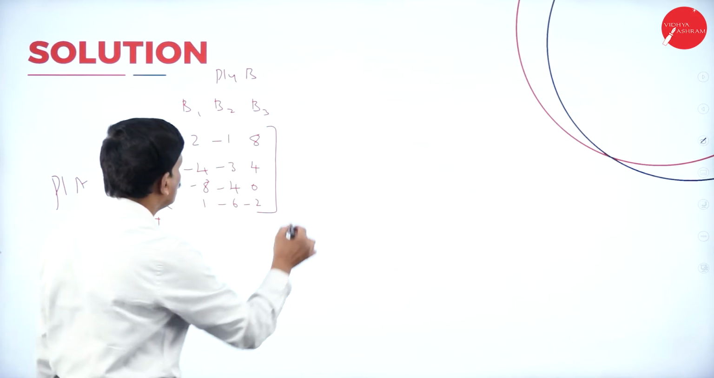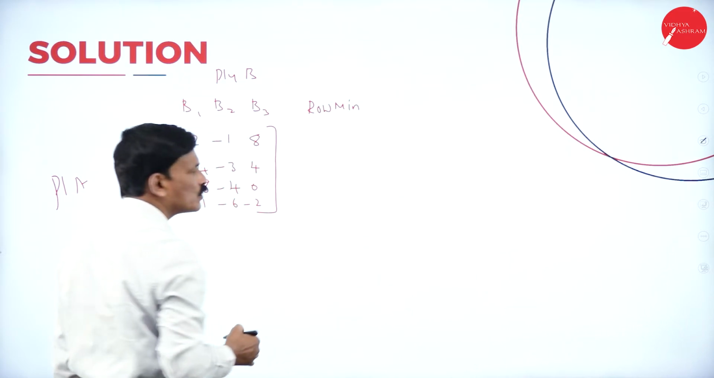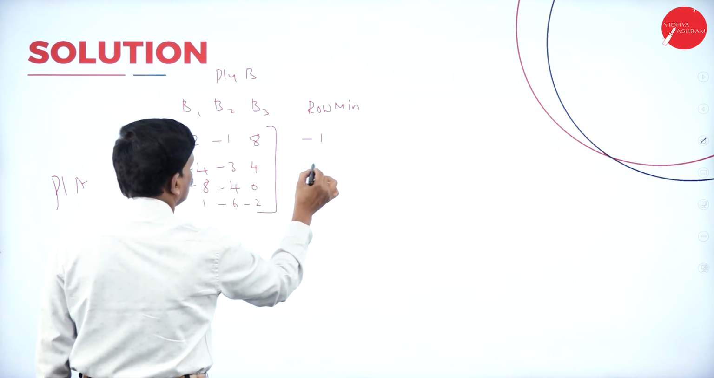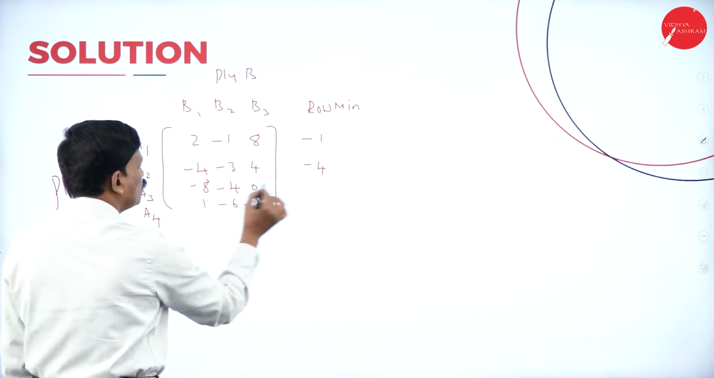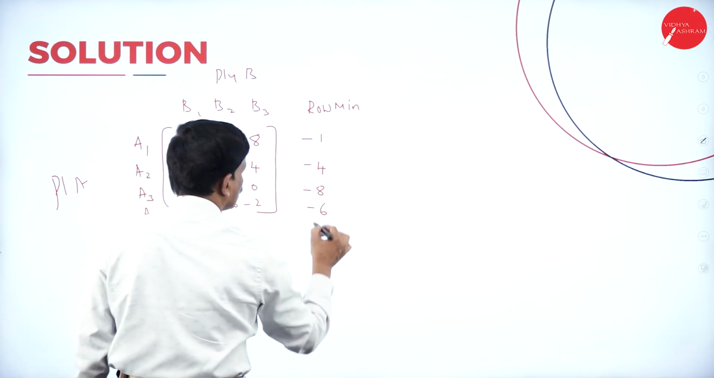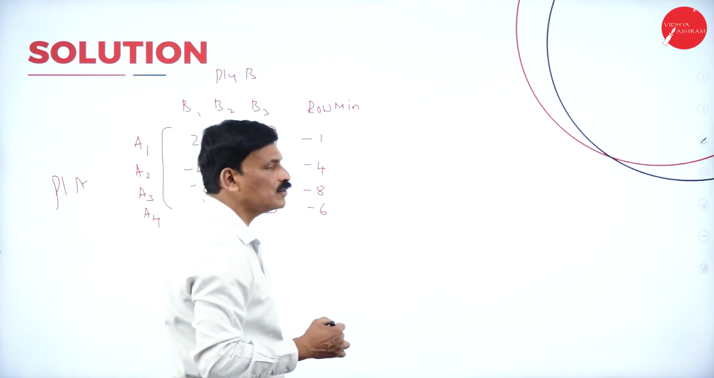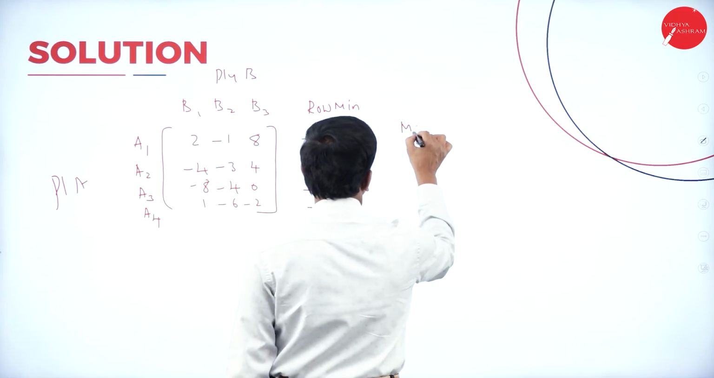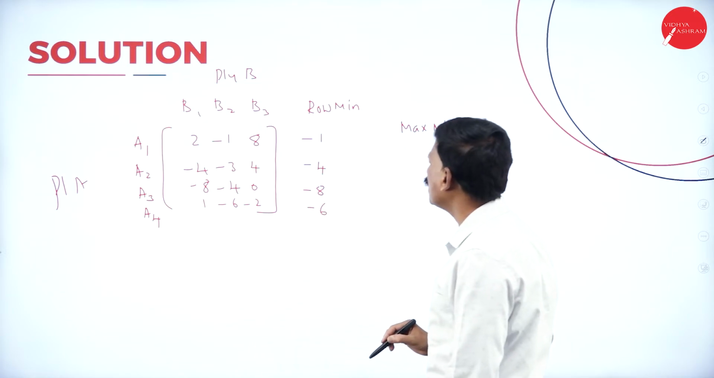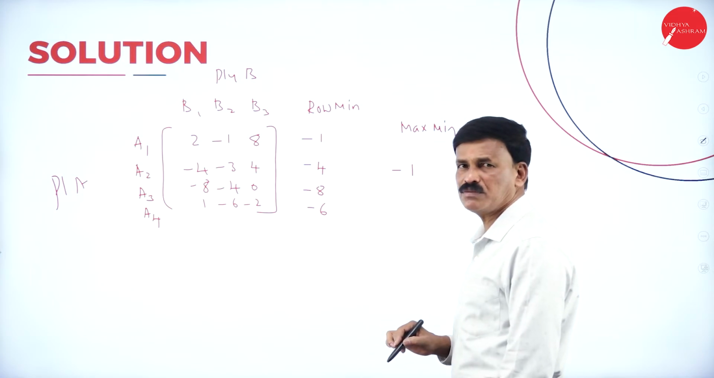Okay, now let us find out the row minimum. What is the minimum value? Minus 1. What is the minimum value? Minus 4. In the third row, the minimum value is minus 8. In the fourth row, the minimum value is minus 6. Find out the maximum in this minimum value. What is the maximum value? Minus 1. Minus 1 is the maximum value.